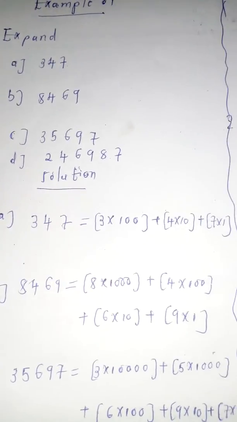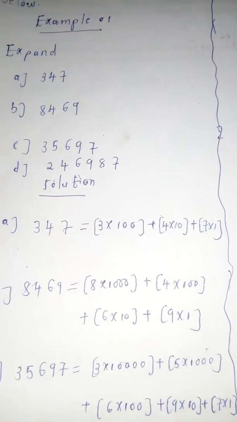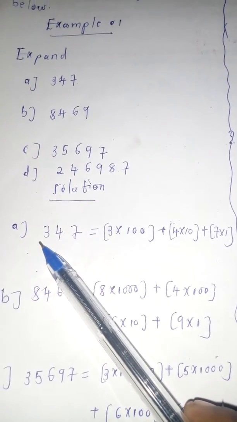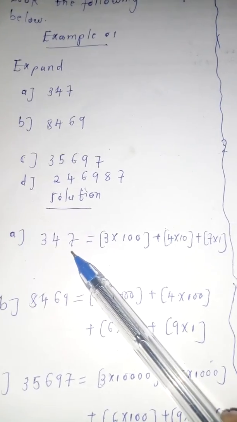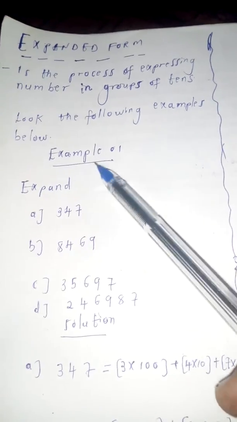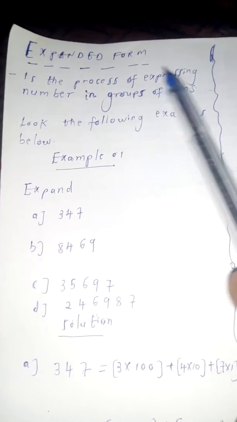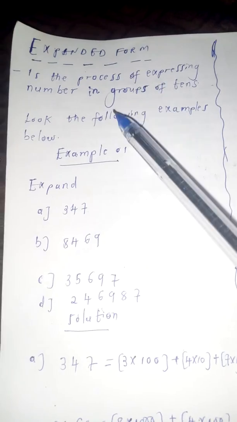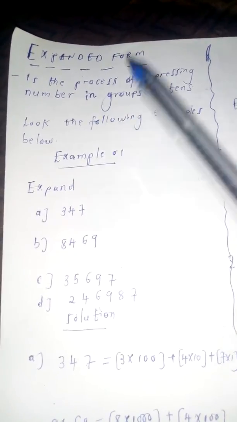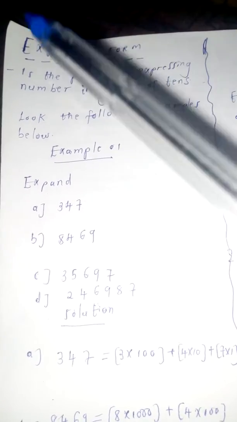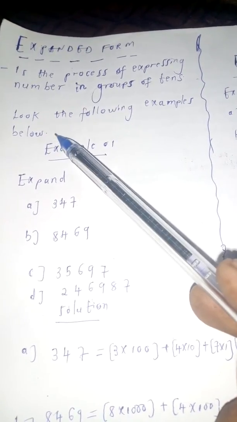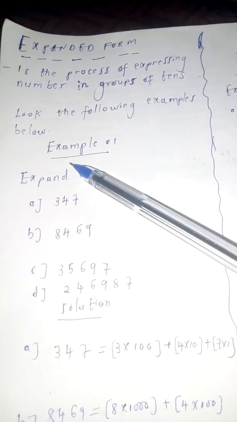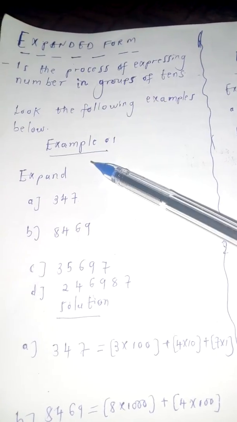This is 347. So here, this is 300 and this is 47. Remember, the definition of expanding: expanding is the process of expressing a number in groups of tens. So when you expand, we normally multiply the number by either 1, 10, 100, thousands, 10,000s, 100,000, millions, etc.